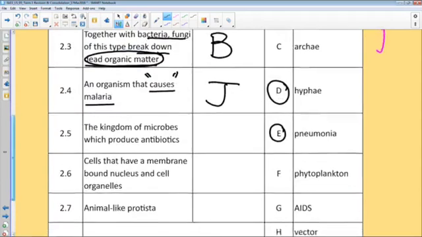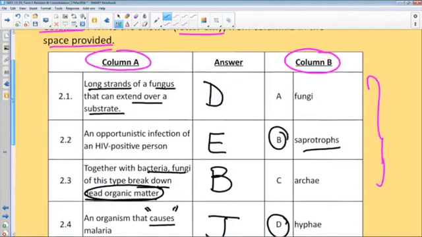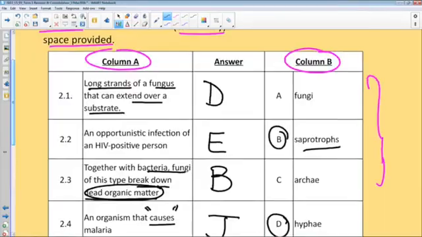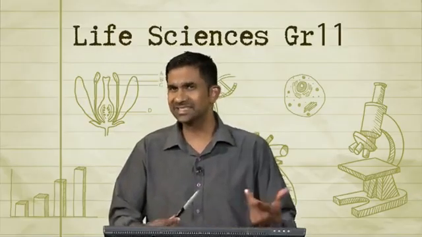The kingdom of microbes which produce antibiotics. So what is it that produces antibiotics, guys? We know that when experiments were done initially, there were lots of experiments looking at how some of the yeast and some of the rhizobium and some of the penicillin was used to treat infections.